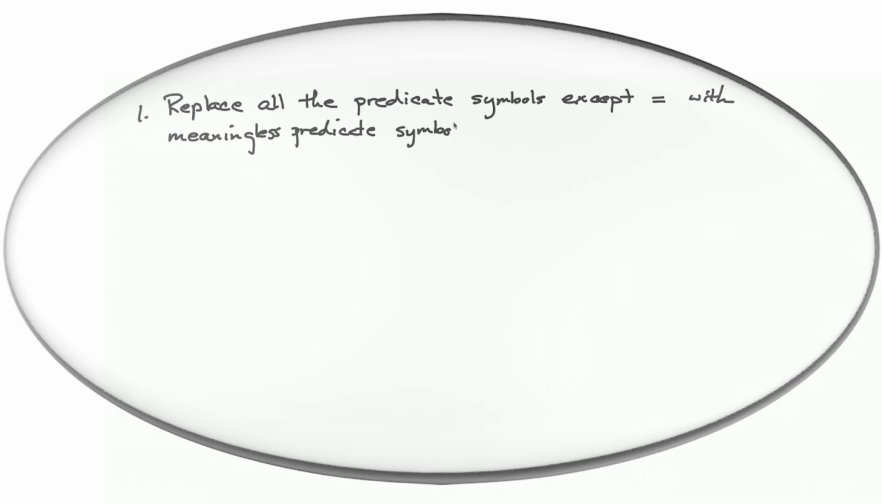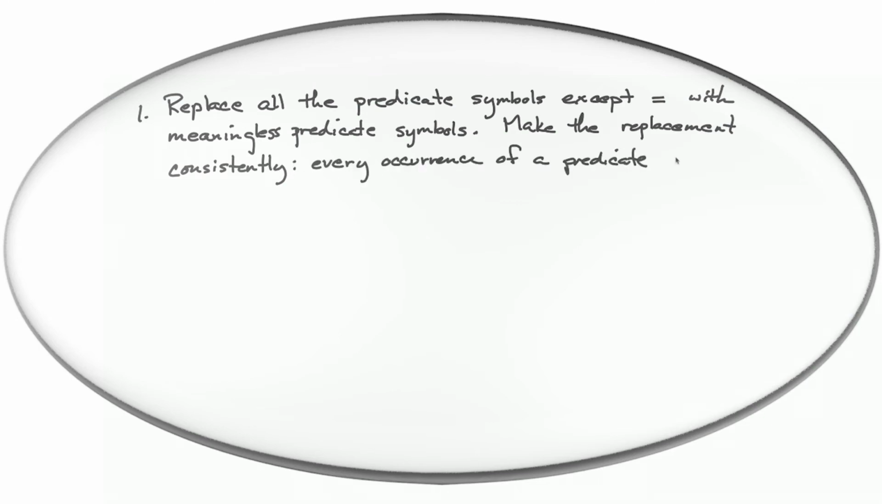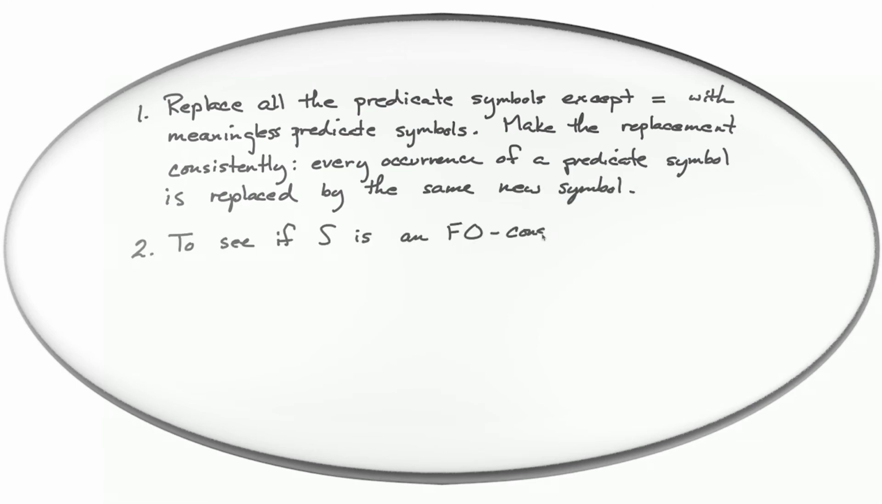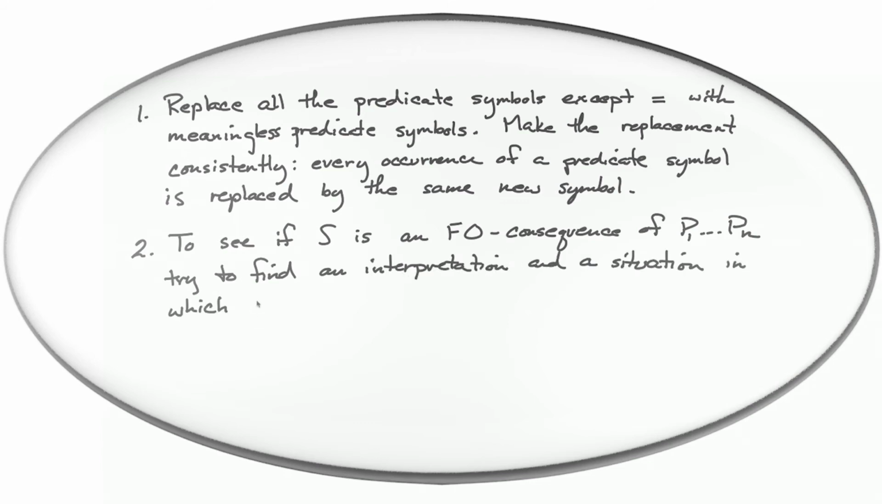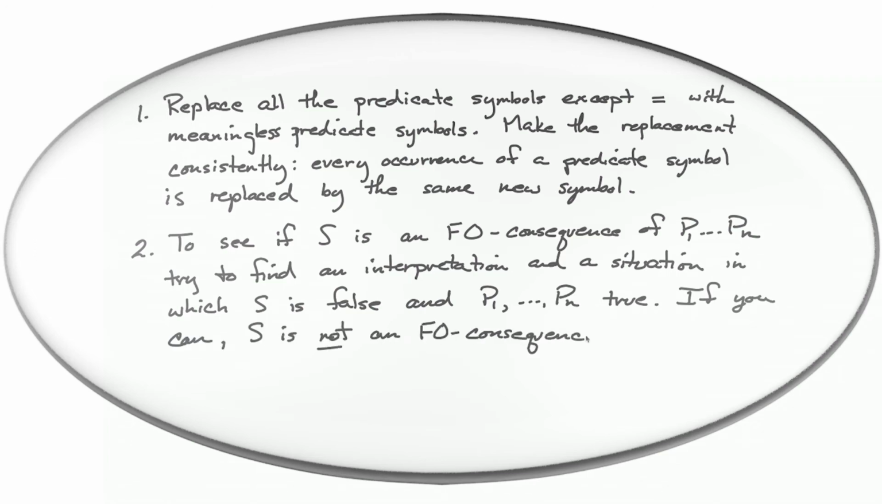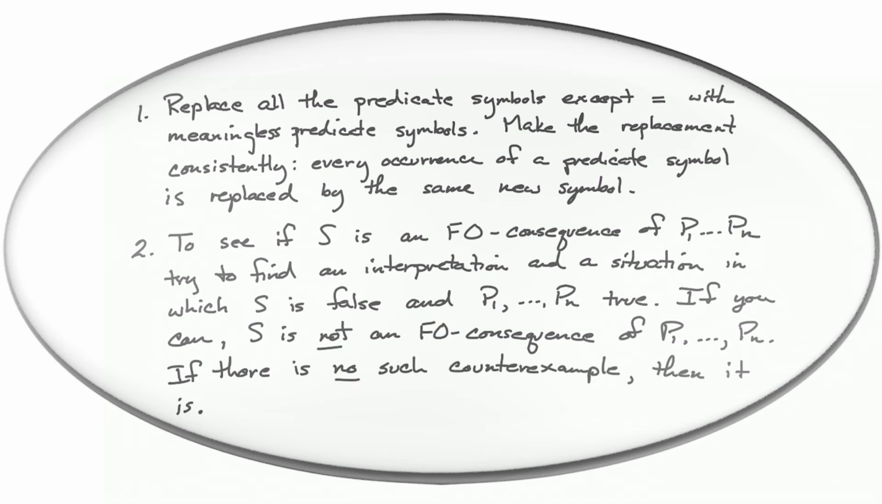So we can describe this procedure like this. First, replace all the predicate symbols, except identity, with meaningless predicate symbols. Make the replacement consistently: every occurrence of a predicate symbol is replaced by the same new symbol. Second, to see if S is a first-order consequence of P1 through Pn, try to find an interpretation and a situation in which S is false and P1 through Pn are true. If you can, S is not a first-order consequence of P1 through Pn. If there is no such counterexample, then it is.